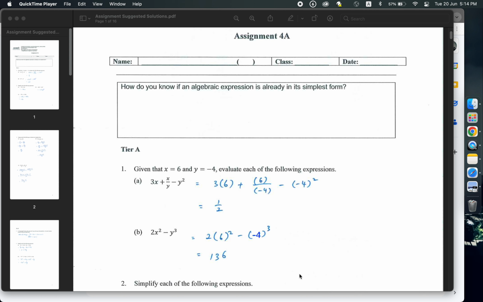What we need to take note of is that when we substitute the letters with numbers, we should put the numbers in brackets. Failure to do so can cause errors which we do not want, especially for negative numbers. If you look at the last term of the first question, -4 in a bracket squared is quite different if the brackets are not there. I've explained this in class.